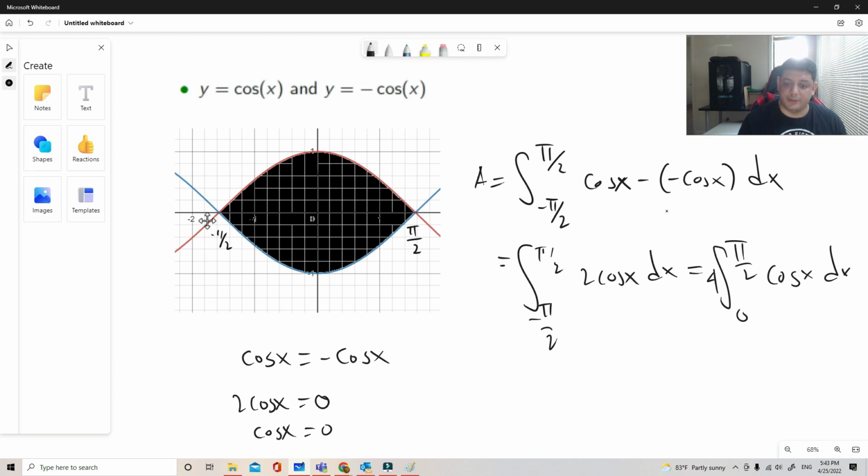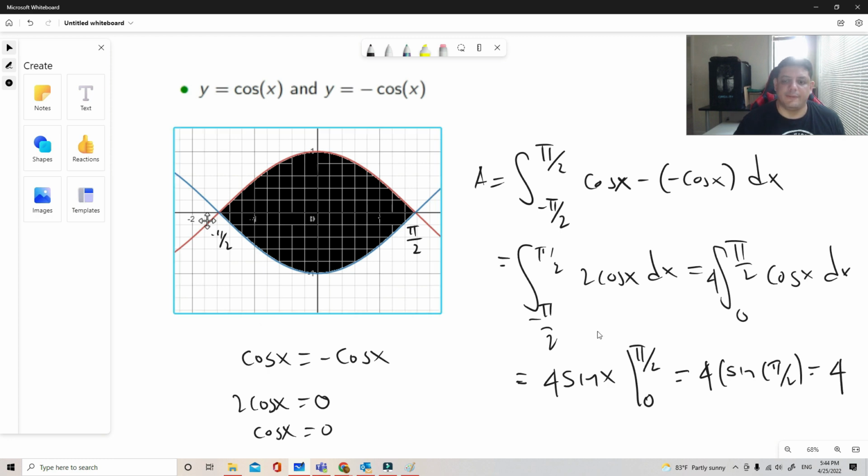At this point, the antiderivative of cosine is well known, it's sine. So this is going to be 4 sine of x between 0 and pi half. And because the sine of x at 0 is 0, it's only going to be 4 sine of pi half, which is going to lead to 4. So the total area on this is going to be 4 units.